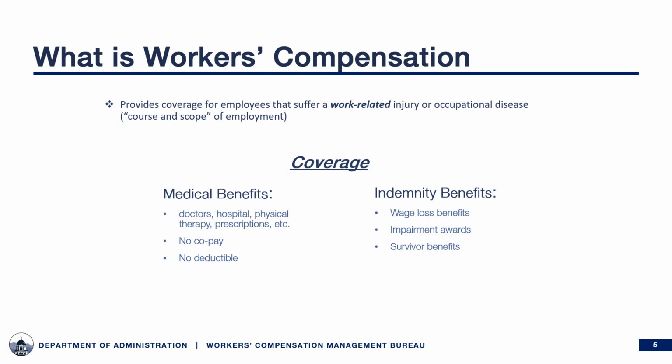Impairment award. Impairment is determined by the injured employee's medical provider, and compensation for the impairment rating is determined by State Fund. And survivors' benefits. Survivors' benefits are in place in the event of a work-related fatality. I would like to note that workers' comp does not cover stress, the employee's health insurance payments, retirement matches, or time away from work for medical appointment.